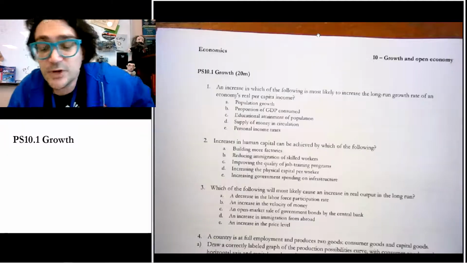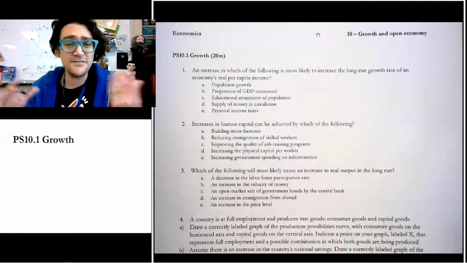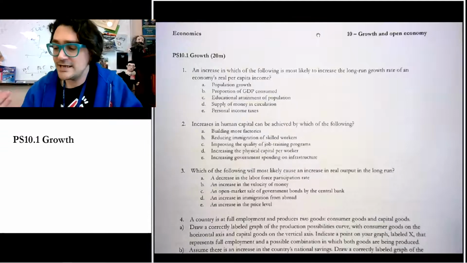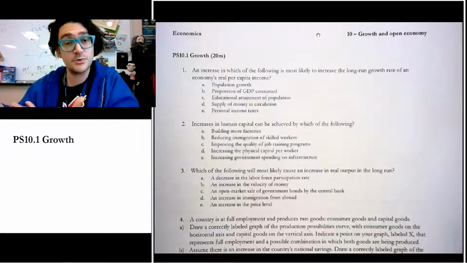Well, hi there. So we're going to do a quick practice problem set about economic growth. The best likelihood for the AP test and for this test is a few multiple choice questions. And it's likely that you're going to see a little bit of a free response that touches on economic growth. So that's what we're going to try here.